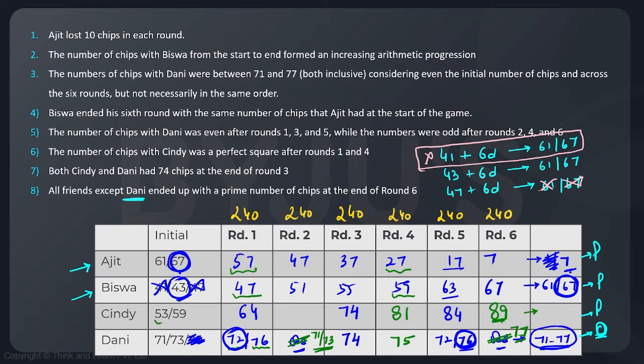So the initial number was 53 or 59 over here. How do I figure it out? This number and this number. These are the only two numbers left with us now, which we have to figure out, which one can be taken. What all information is there which we have not used yet? The number of chips with Danny was 71 and 77, both inclusive, considering even the initial number of chips and across the 6 rounds. Biswa ended his 6th round with the same number of chips. This we have used. The number of chips with Danny was even after rounds 1, 3 and 5. So this also we have used. But the numbers were odd after 2, 4 and 6. The number of chips with Cindy was a perfect square after round 1 and round 4. That also we have used. All friends except Danny ended up with a prime number of chips at the end of round 6. This also we have used till now.